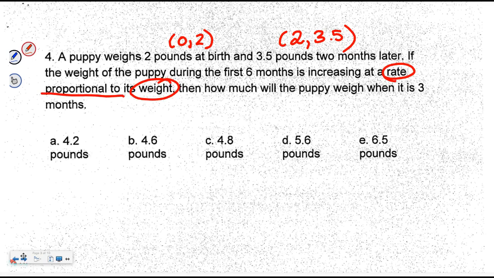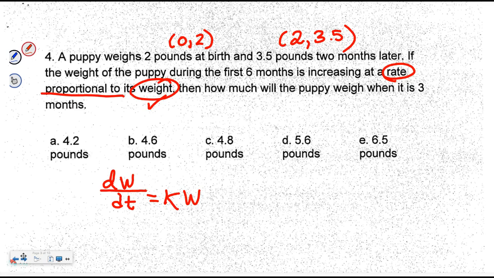If I were to write the differential equation for it, a rate is a derivative. I need a variable for the puppy's weight. I would call it something that goes with the problem, either capital P for puppy or capital W for weight or something. Don't call it Y. Make sure you just make it go with the problem. Let's go, the rate of the weight change over time is directly proportional to the weight of the puppy for the first 6 months. There it is.